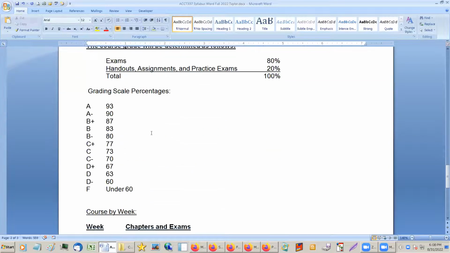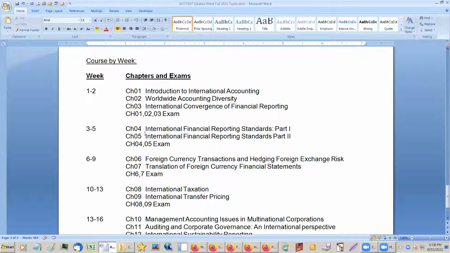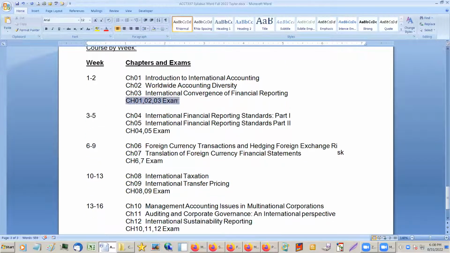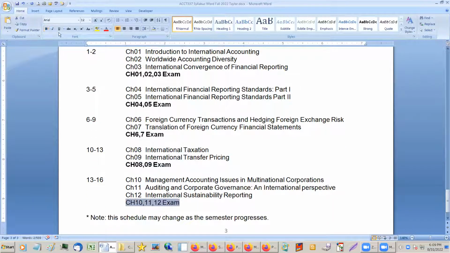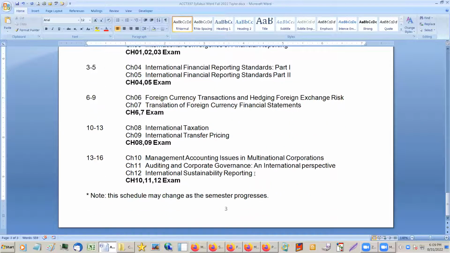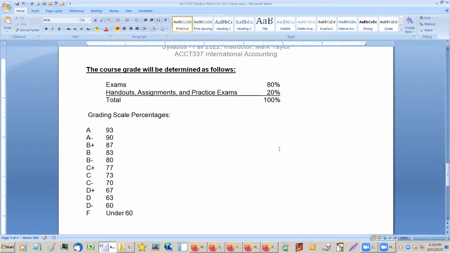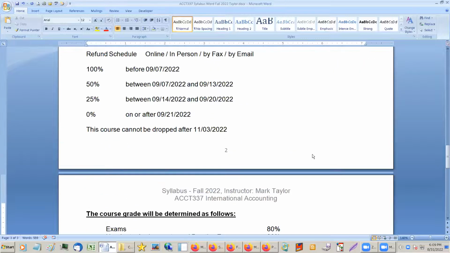Dropping class, and so on. Grading scale, we should probably use that. And here's the chapters and exams that we're going to have. I might alter this a little bit, but this should be pretty much it. Again, the reason for more and smaller exams is that people generally retain more, and you usually score better on the exams. Any questions on that?